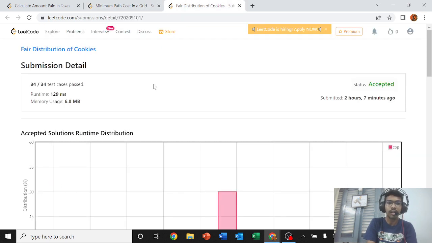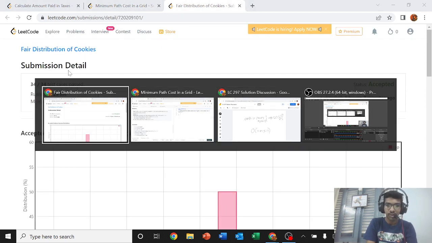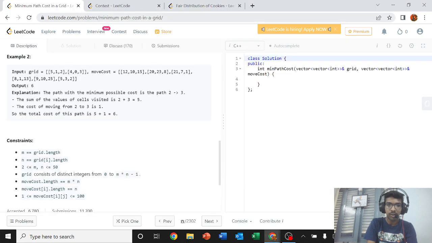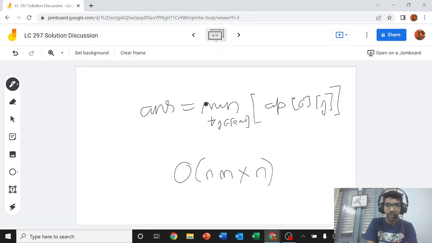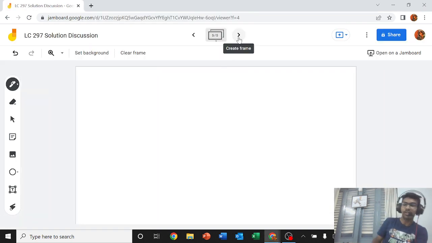Now let's move to the third problem. The third problem is fair distribution of cookies. This was a nice problem. Let me share my intuition and approach with you.